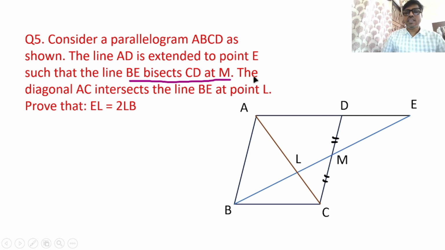Now they are saying the diagonal AC is intersecting the line BE at point L. This is the L, point of intersection of these two lines. And we have to prove that EL equals twice of LB. This is the question we have.